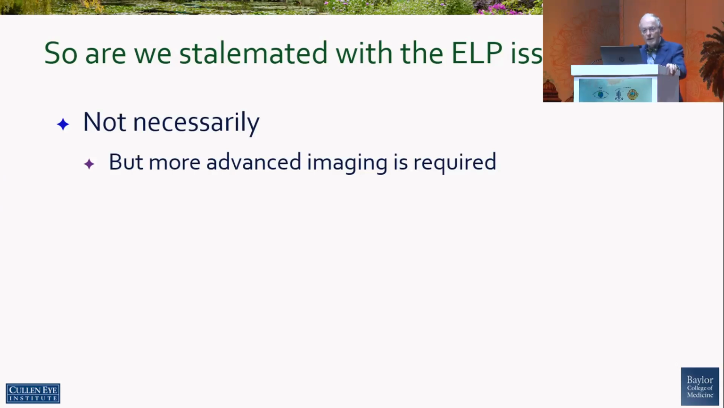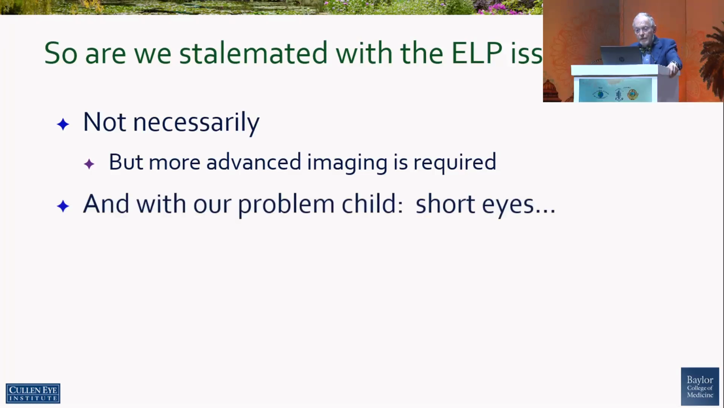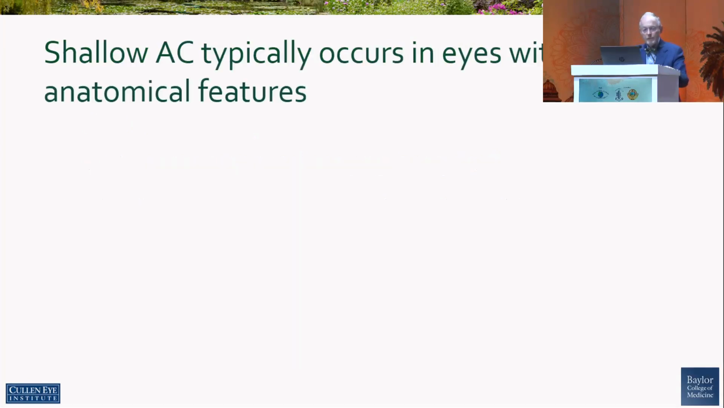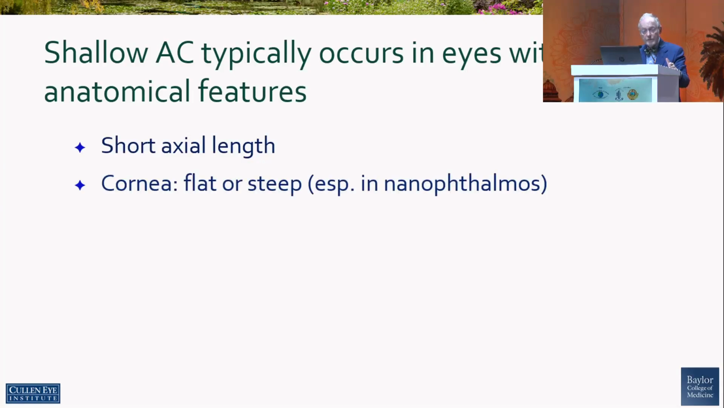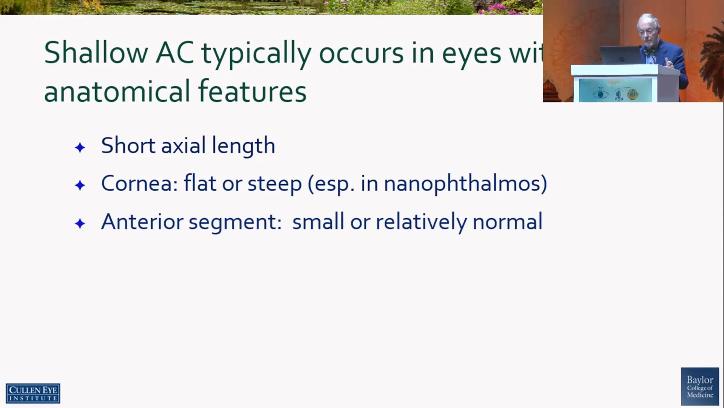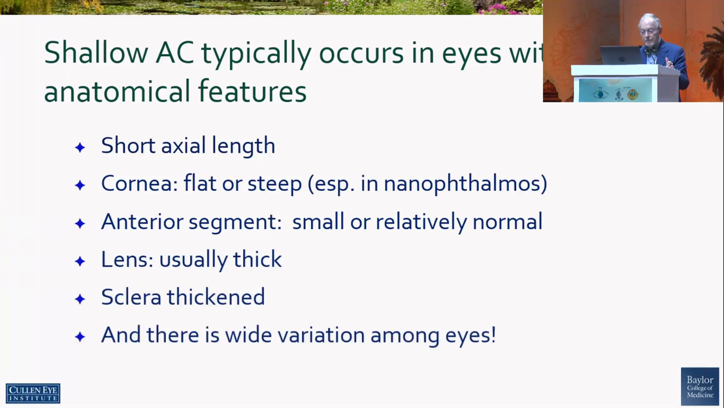So is there anything we can do about the ELP issue? Well, I think that it will probably get a little bit better with some advanced imaging, if ultrasound, for example, could become easier and more facile. But it's still a problem. And the biggest problem with ELP is in short eyes. Short eyes, in my practice, are one of the biggest challenges because they typically have a shallow anterior chamber as well as a short axial length. The cornea in these short eyes can be flat or steep, depending on the type of short eye. The anterior segment can be small or normal. The lens is usually thick. The sclera is thickened. And there's a lot of variation among eyes. So the formulas for short eyes are routinely challenged.